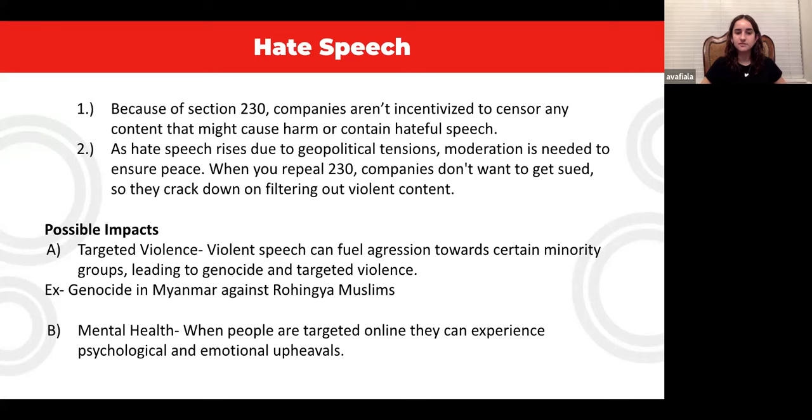The second impact is mental health, because when people are targeted online, they can experience psychological and emotional upheavals from all this hate coming towards them and their certain groups, which is really bad because you don't want anyone to be depressed, and it can also lead to suicide and stuff. So that's the hate speech argument. It has the same uniqueness as the misinformation argument.